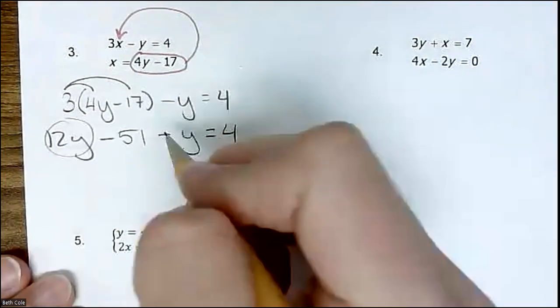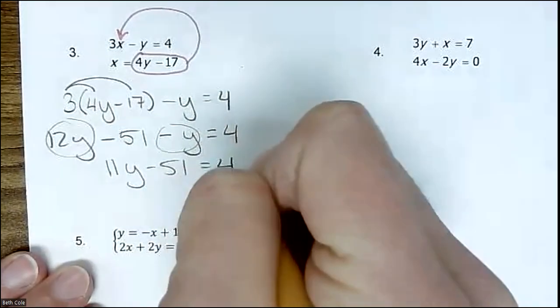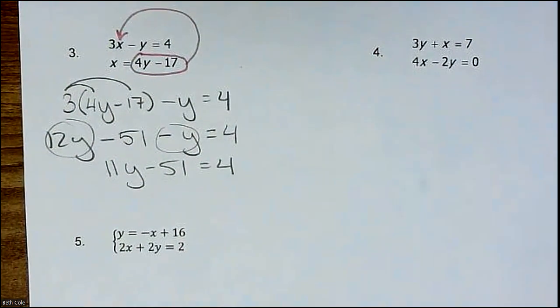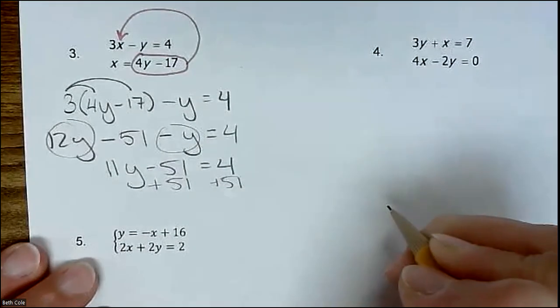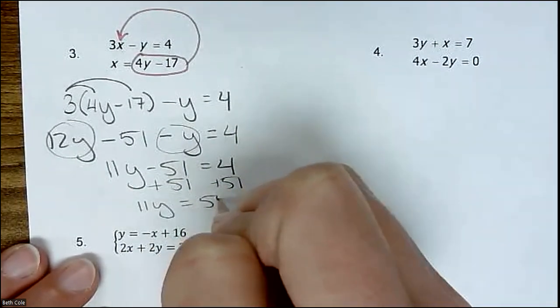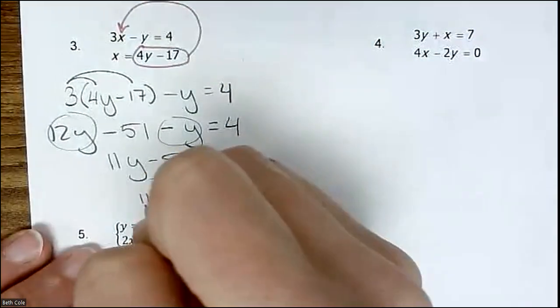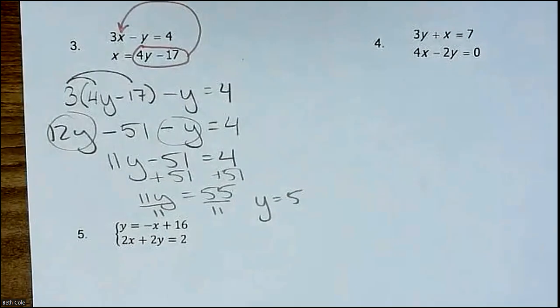Good. 12y minus 1y, 11y minus 51 equals 4. And then we're going to add 51. 11y equals, what is that going to be? 55. Oh, so that's going to work out nice. Divide by 11. What's y? Okay, but you're not done. You found y. What do you still need?